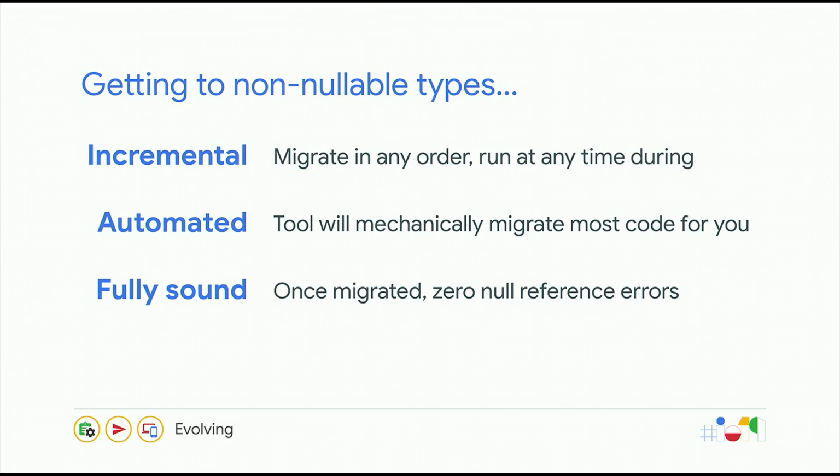The cool thing about this is the system is designed such that once your program and all of the libraries you use have been migrated, it is fully sound. You will get 0 null reference errors at runtime. Provably. There's like math. There's like a meta theorem. I'm not exactly sure how it works. There's like a lambda calculus or something.